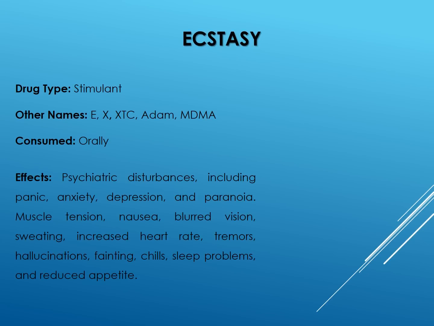Ecstasy. Drug type stimulant. Other names: E, X, XTC, Atom, MDMA. Consumed orally. Effects: psychiatric disturbances, including panic, anxiety, depression, and paranoia, muscle tension, nausea, blurred vision, sweating, increased heart rate, tremors, hallucinations, fainting, chills, sleep problems, and reduced appetite. Pills come in different colors and patterns.